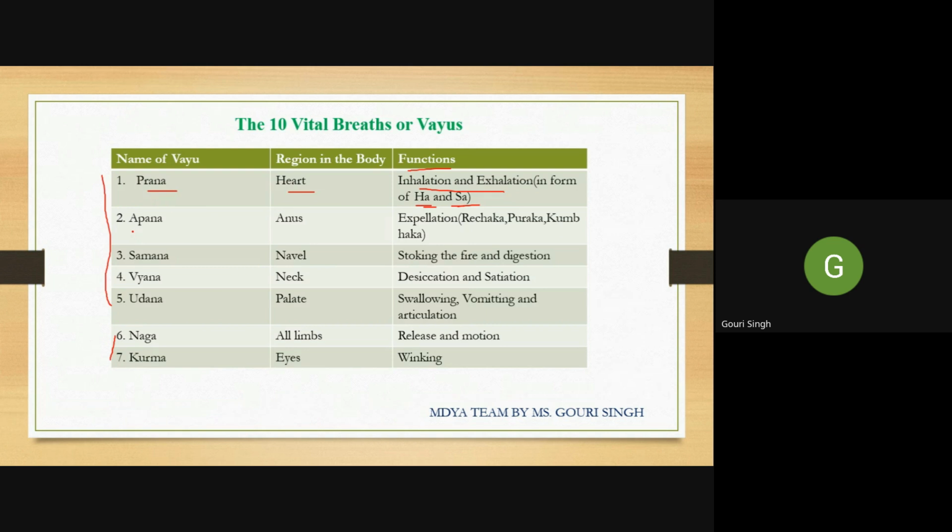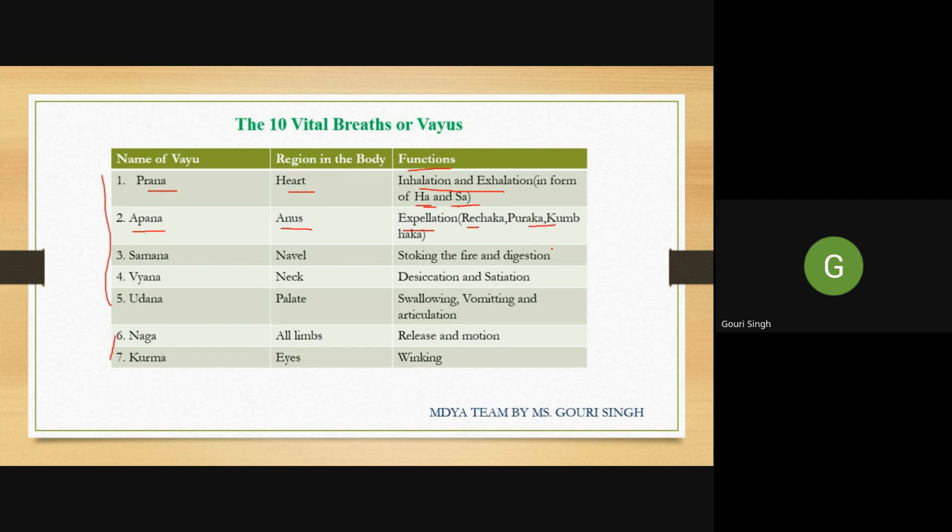The next one is the apana vayu. In which region is it present? It is present in the anus. And the function of this apana vayu is explained. What do I mean by explained? That is the Rechak, Purak, and Kumbhak.